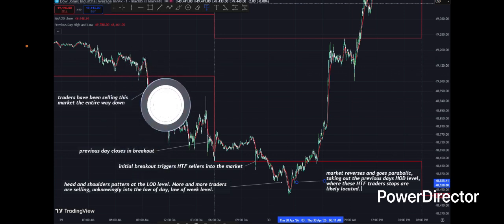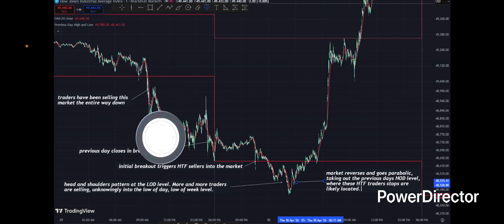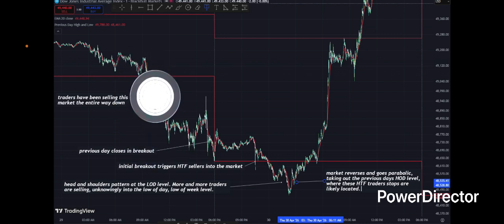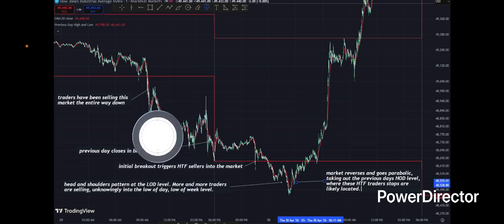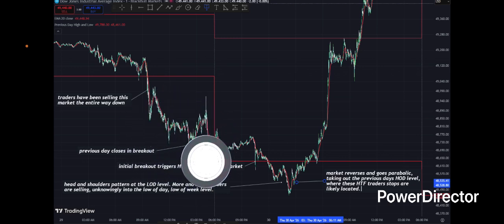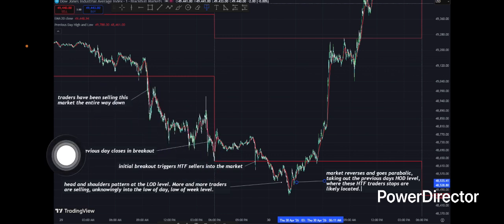That means we have higher time frame traders triggered into this market. But as you can see, sellers remain in control and this market continues, right? So we break out, pull back, and then continue to auction lower. This day closes in breakout, okay? We close below the low of the previous day. So we close in breakout, okay? That's a signal for us, okay? That means that the next day we're looking for possible trade opportunities, okay?